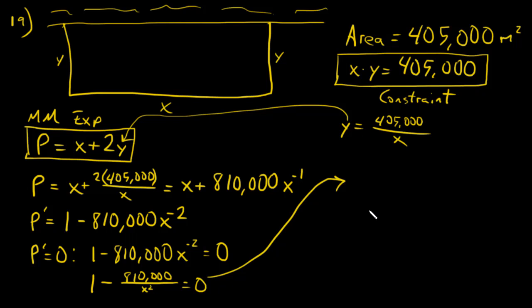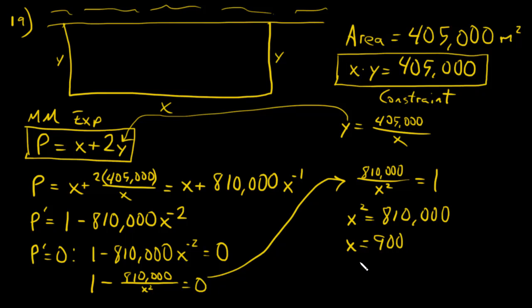That means that 810,000 over X squared equals 1. I'm going to cross multiply. X squared equals 810,000. Okay? So I'm going to take the root of that. That means that X is equal to 900.